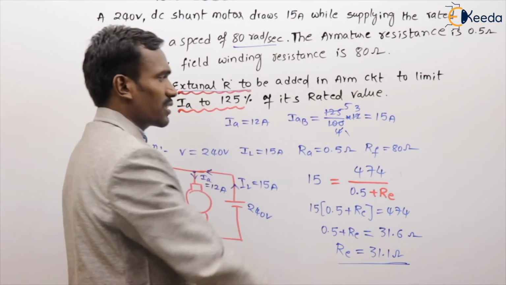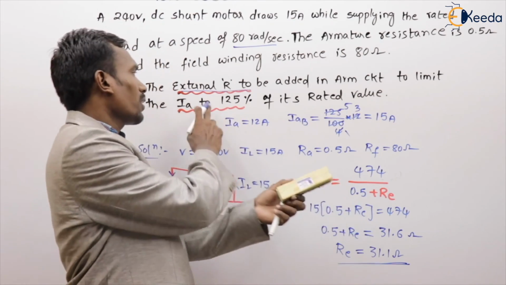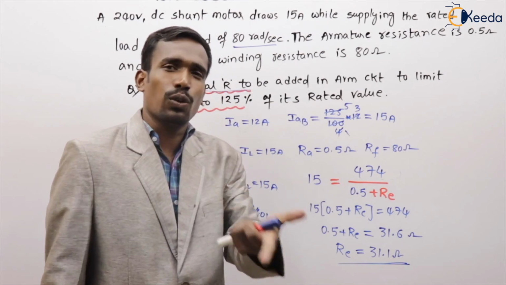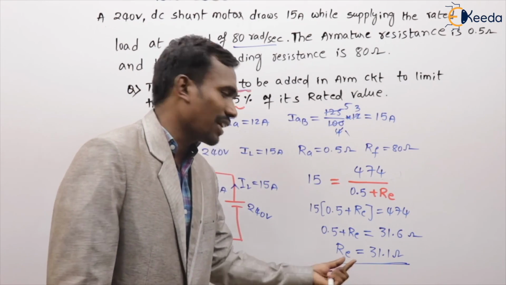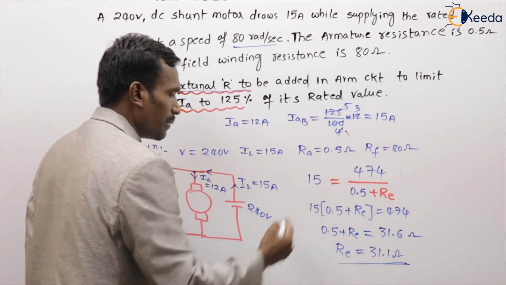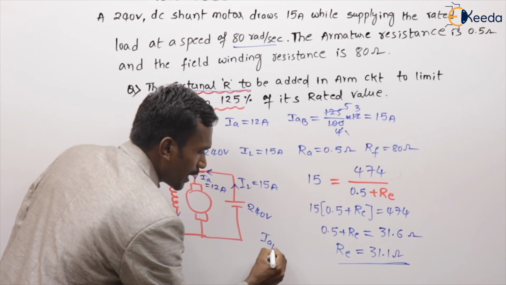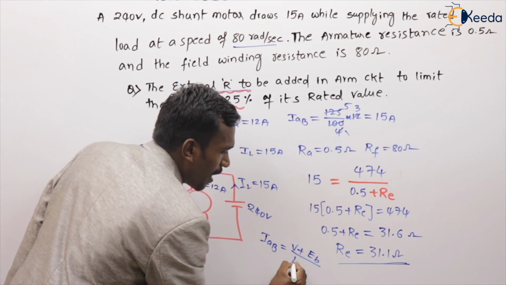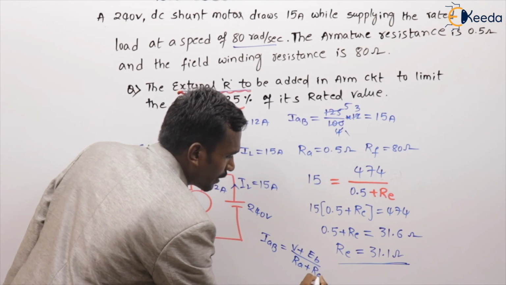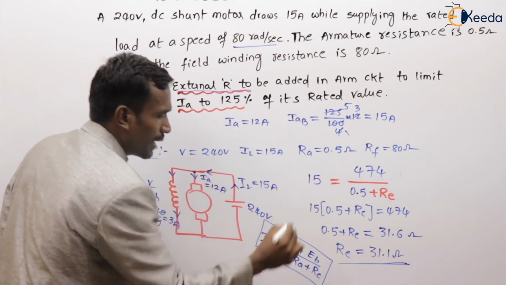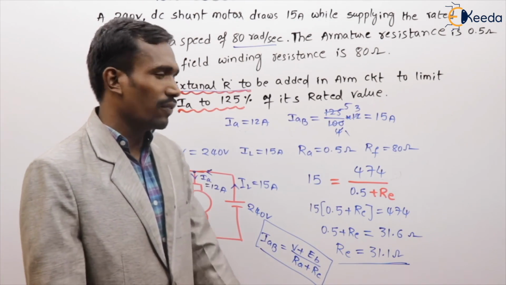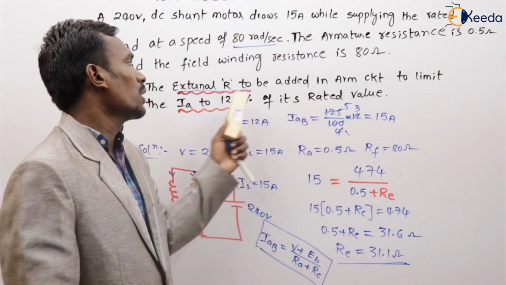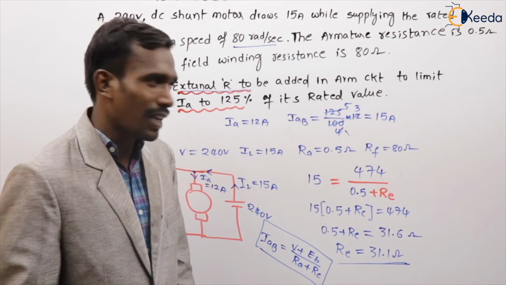The extra resistance required to limit the armature current to 125% is 31.1 ohms only. Here the formula is the same. What is the formula? IAB is equal to V plus EB by RA plus RE. This is the formula. Based on that, we calculated the extra resistance required to control the armature current. Yeah, this is the question.